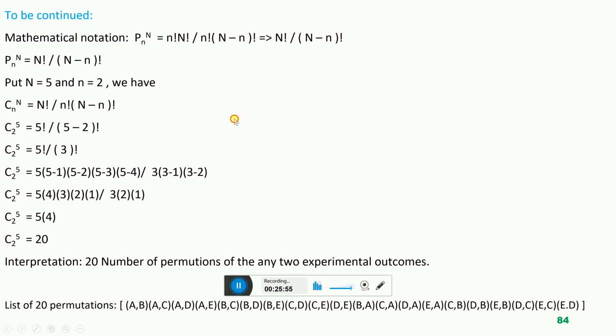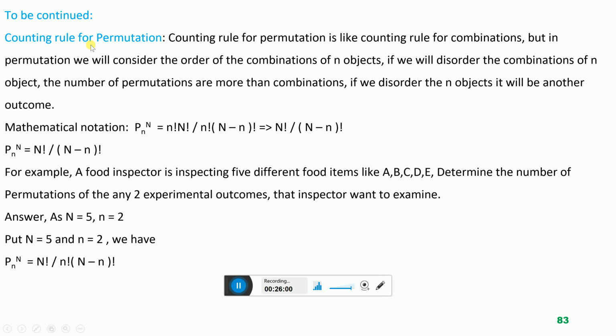Now let me repeat this. Permutation is another counting rule which is used to determine the total number of experimental outcomes of an experiment, but in combination form, in the sense that we statisticians can choose the group of items. The only difference between permutation and combination is this: in permutation the experimental outcomes are more.